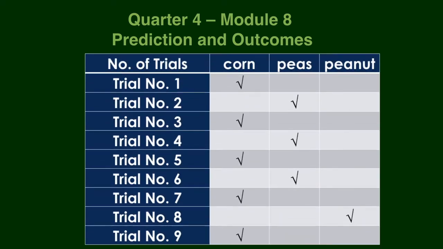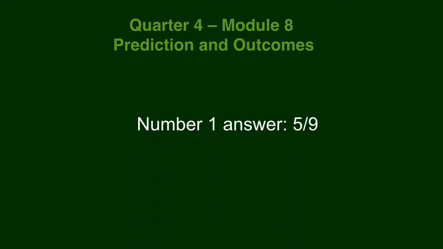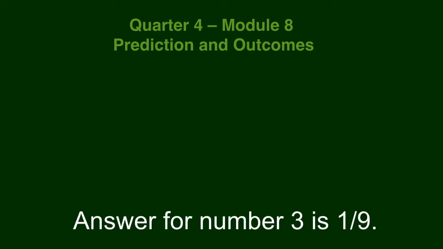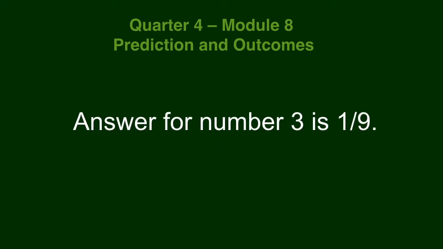What is your answer for number 1? Okay, that is 5 over 9. Number 2, that is 3 over 9, or 1/3 in lowest terms. What about your answer for number 3? Okay, so that is 1 over 9. Fabulous! All your answers are correct. Congratulations!